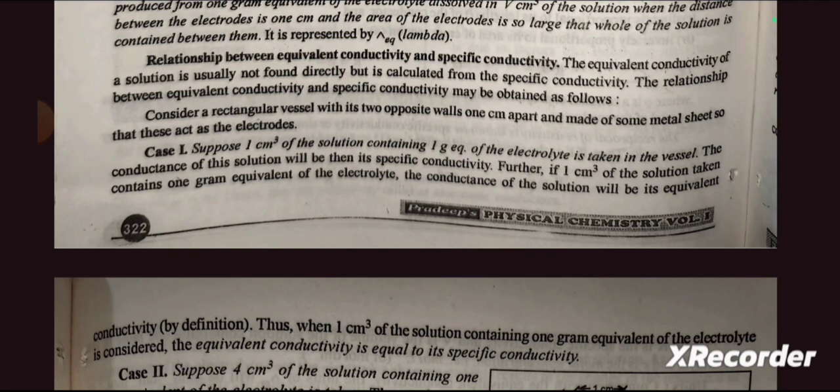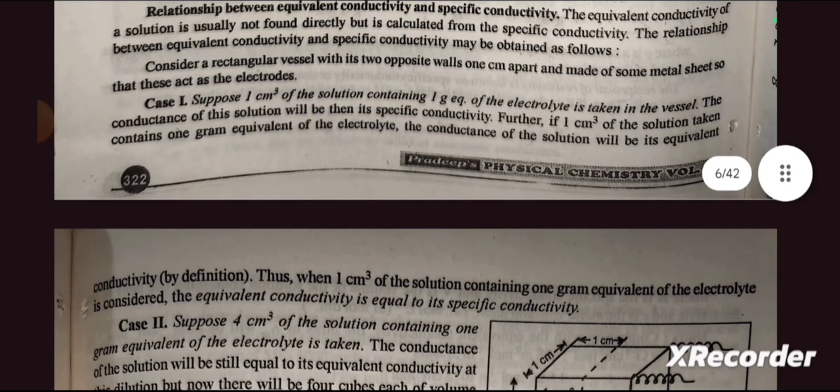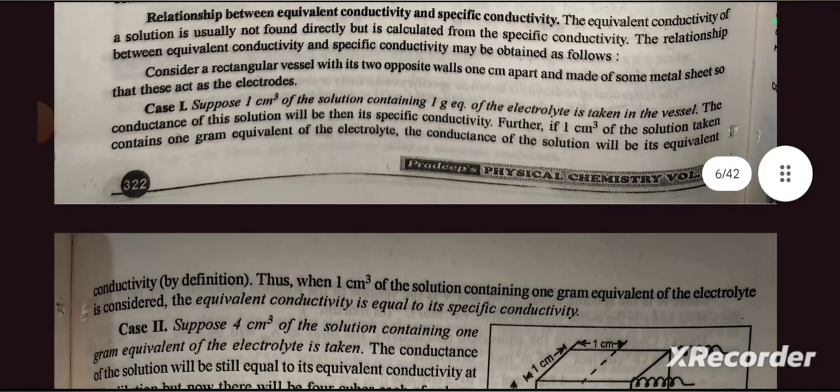Relationship between equivalent conductivity and specific conductivity. The equivalent conductivity of a solution is usually not found directly but is calculated from the specific conductivity. The relationship between equivalent conductivity and specific conductivity may be obtained as follows. Consider a rectangular vessel with its two opposite walls 1 centimeter apart and made of some metal sheets so that these act as the electrodes.